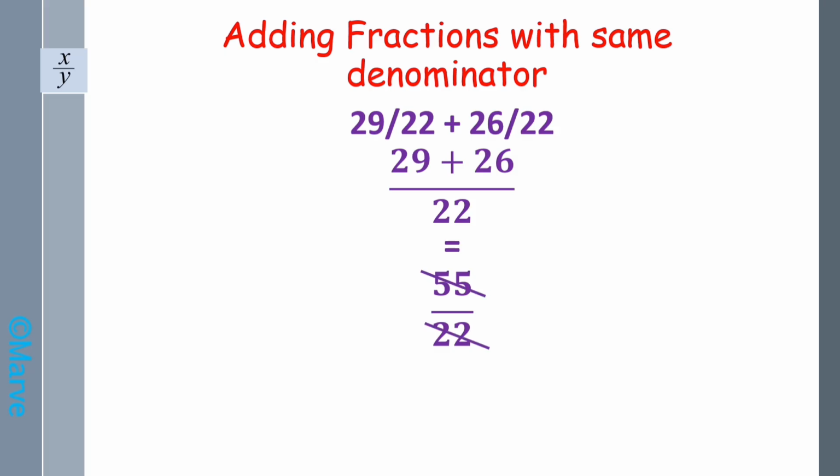No. We can actually divide further. By what? You're right. 11 can divide into 22 and also divide into 55. And what do we get? We'll get 5 over 2. 11 in 22 is 2. 11 in 55 is 5.